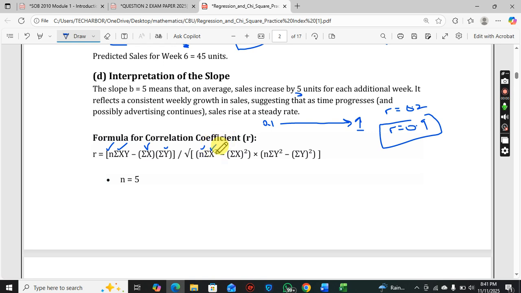Sigma x squared, we already have that. Even this sigma x squared, we already have that value. N, we already have it. Sigma y squared, we need to square each of the y values and add them up. Then this sigma y, we already have, the total of y was 150, so that 150 we're squaring. So the only thing we need to calculate here is just this sigma y squared. Then we can put everything in the formula.